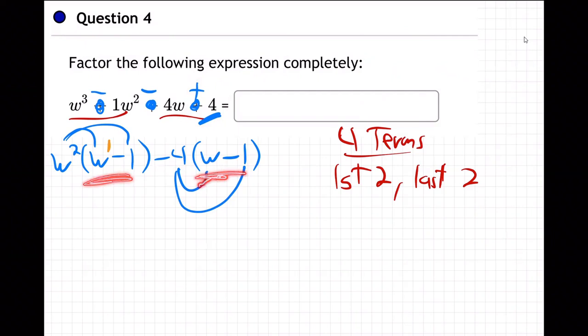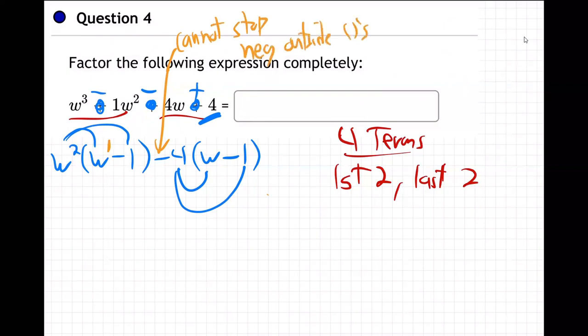It's got to match. Why? Because we can't stop here. Why can't we stop here? Right? Everybody know? Right here. Cannot stop. You cannot stop because we have a negative outside of parentheses. Remember, whenever you have a plus or minus outside of parentheses, you're not done. You're only done when all the adding, subtracting is contained in parentheses.